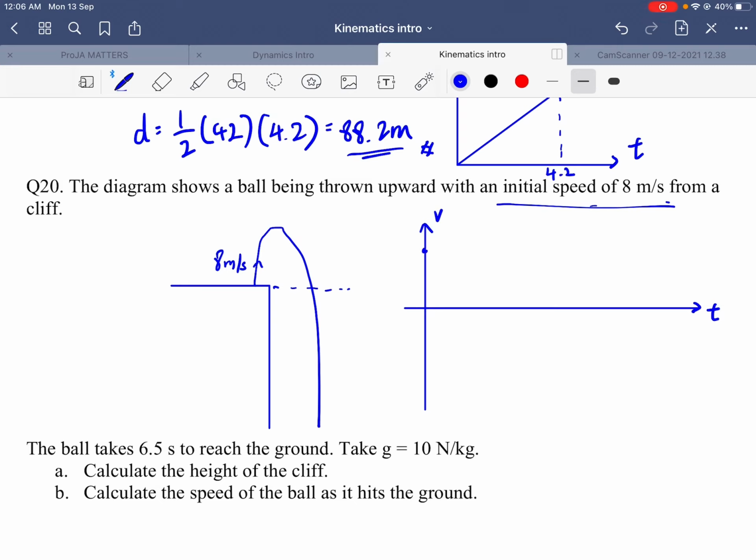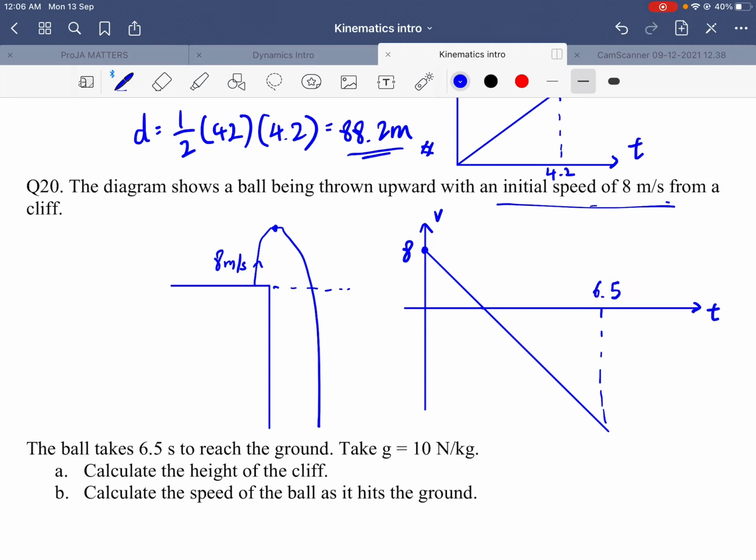The ball has an initial speed of 8. Then, as it reaches its peak, at this point, it will go down like this. After that, it will accelerate in the opposite direction of its previous motion. Therefore, the line will just continue into the negative as it has now changed direction. From the question, we know that the ball takes 6.5 seconds to reach the ground. Therefore, we can write 6.5 here.